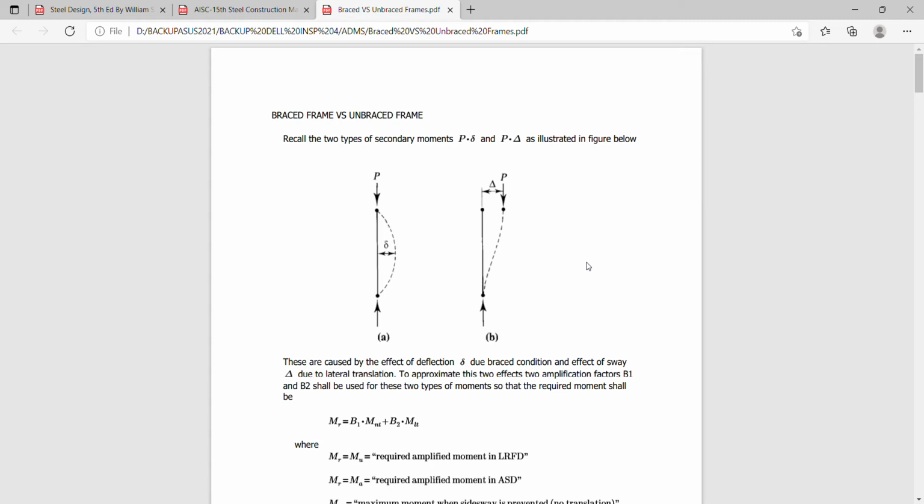Hello guys, this is a continuation on the lecture on beam columns, but we will try to differentiate now how those formulas we have previously derived are going to be applied to a braced frame and an unbraced frame.